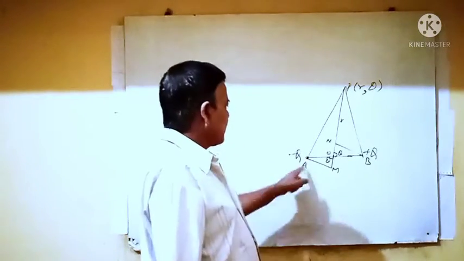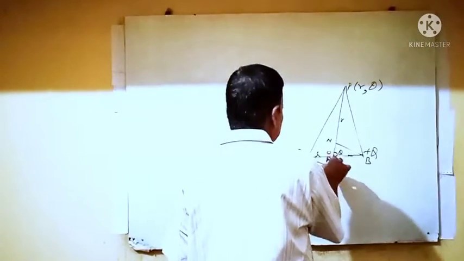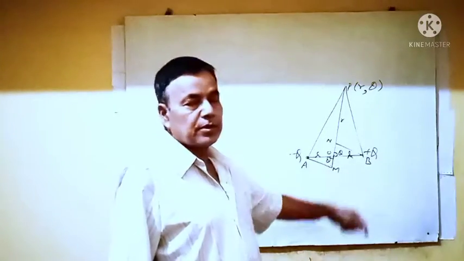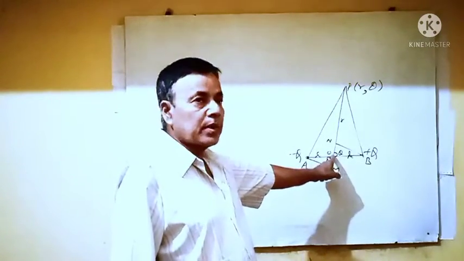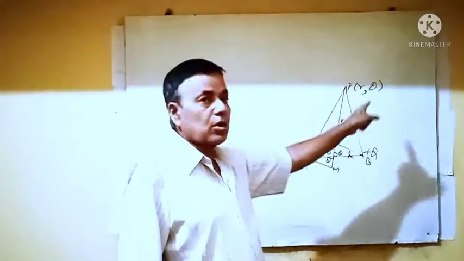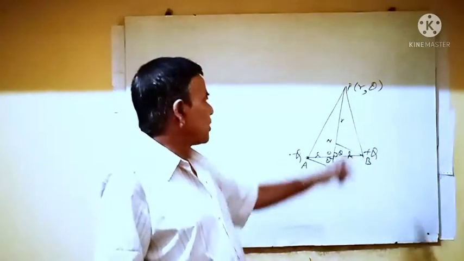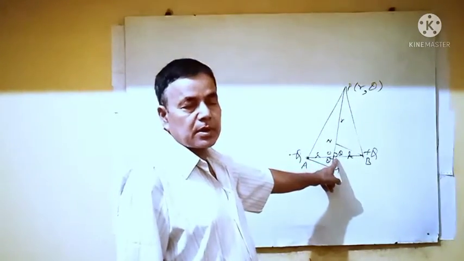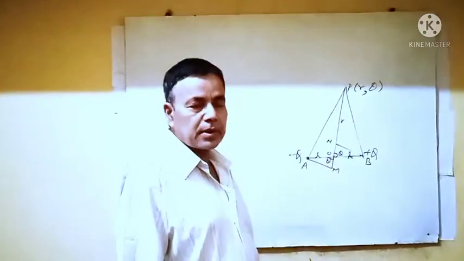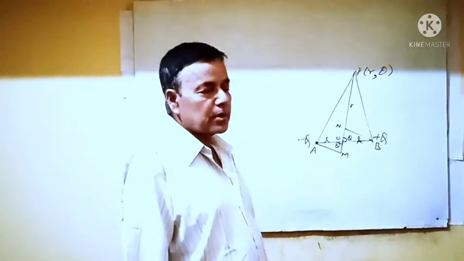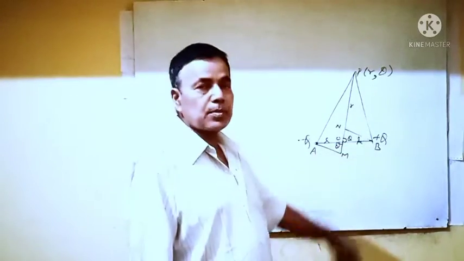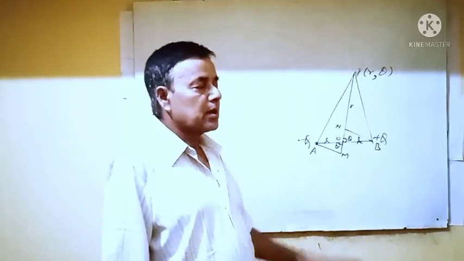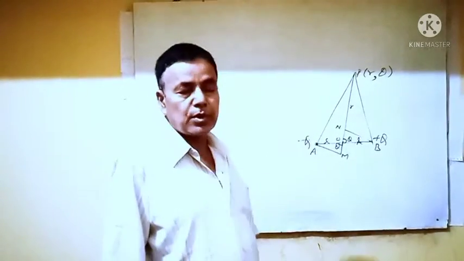Suppose that this is an electric dipole whose length is equal to 2l, whose center is O, and P is the point whose polar coordinates are r, comma theta. This is the middle point of the electric dipole, and small l is the half length of the electric dipole. What is the potential due to the minus q charge and what is the potential due to the plus q charge? Both will be added and then we will get the electric potential at point P due to an electric dipole.